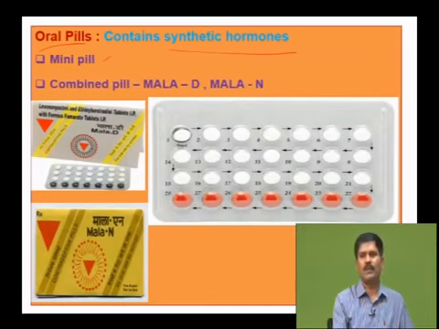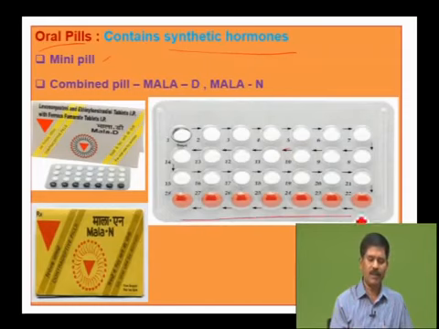These oral pills have to be taken orally continuously for about 21 days, preferably starting from the 5th day. After a gap of 7 days, they should be repeated in the same manner till the female desires to postpone pregnancy.